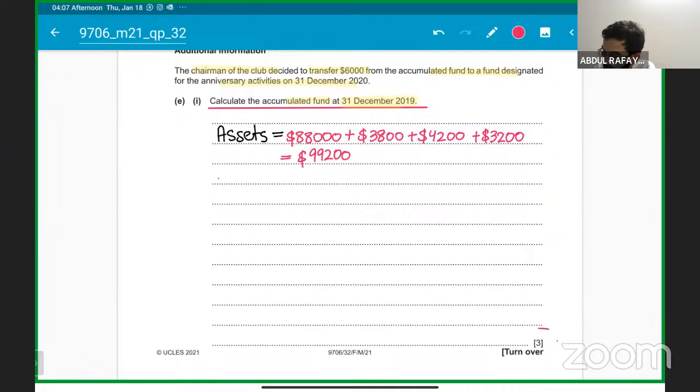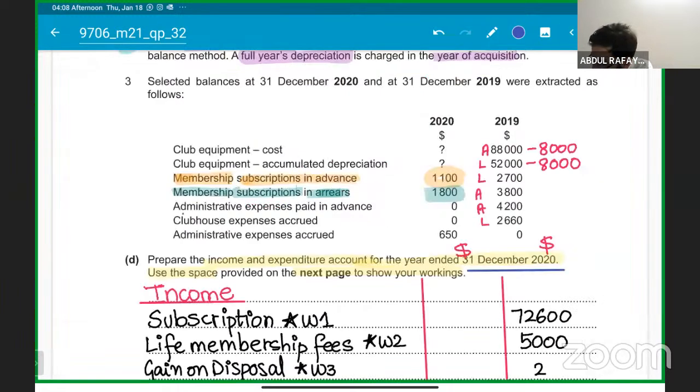So assets is 99,200, sir. And then we have liabilities. That is basically all of the liabilities. That is 52,000.